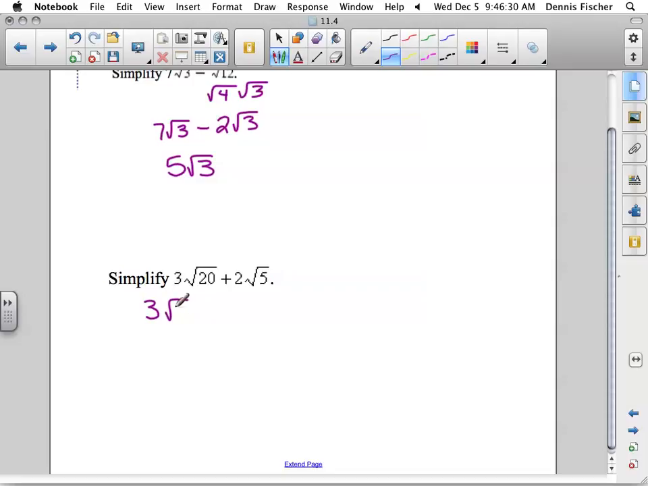When we look at 20, we have 4 and 5, and square root of 4 is 2, and 2 times 3 is 6, square root of 5, plus 2 square root of 5. So we break it down. This one does work because both are square root of 5 now. 6 square root of 5 plus 2 square root of 5 is 8 square root of 5.